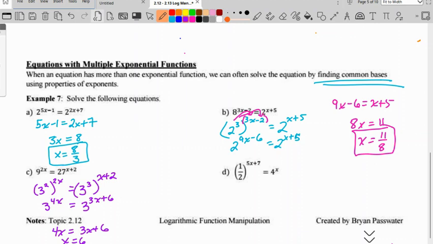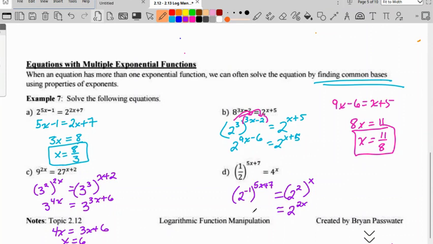Okay, last one. 1/2 and 4 could both be written to a base of 2. This would be 2 to the negative first power raised to the 5x plus 7. And this would be 2 squared to the x. Okay, and I heard some of you were already doing it. It's true, when we raise a power to a power, we multiply exponents, so that's 2 to the 2x.